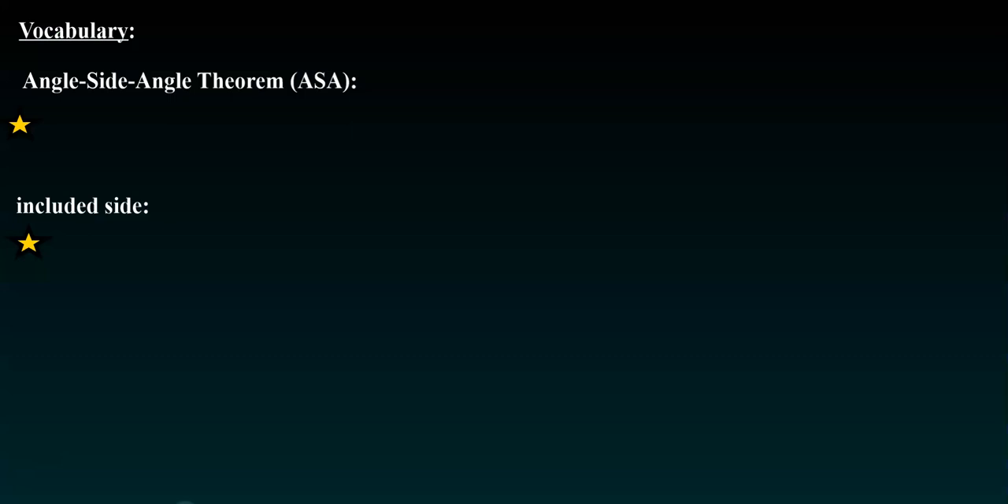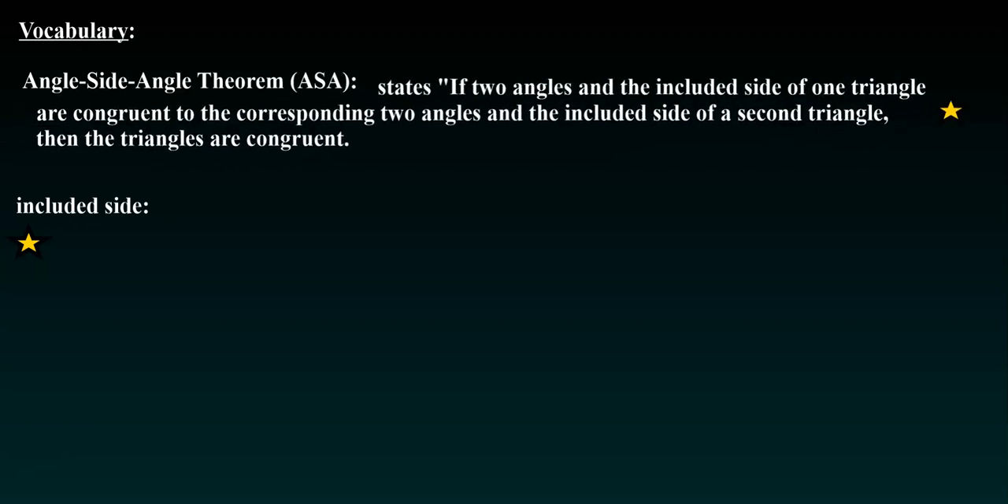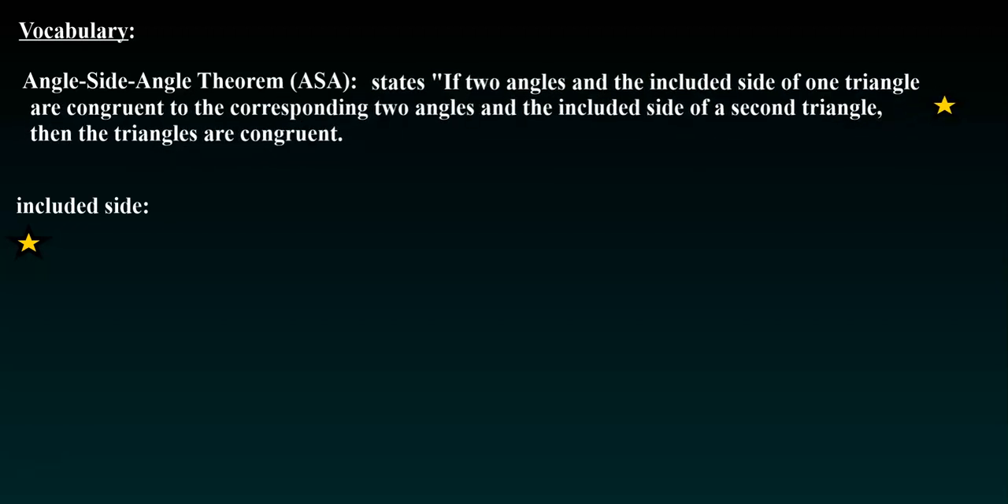Vocabulary: angle side angle theorem, ASA, states if two angles and the included side of a triangle are congruent to the corresponding two angles and included side of a second triangle, then the triangles are congruent. And what included side means is the side between two angles of a triangle.